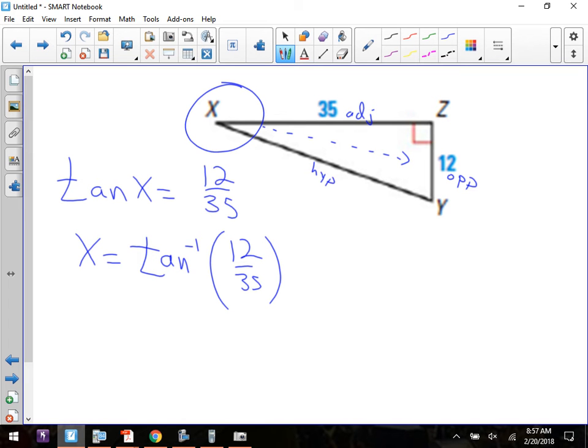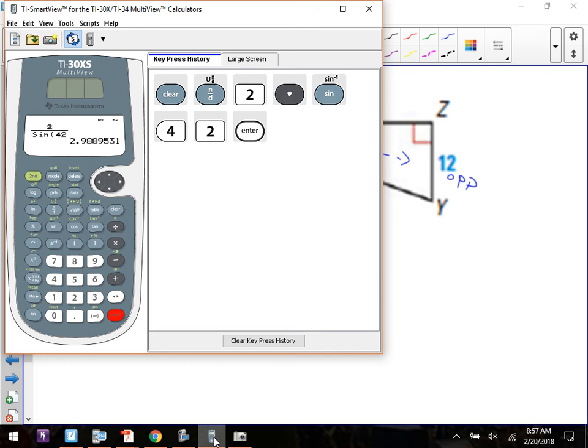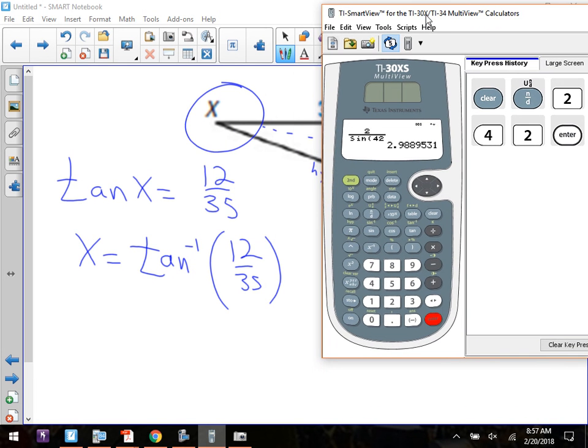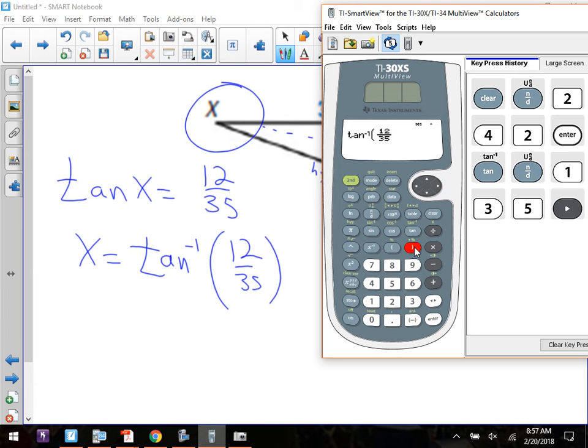That's where the calculator comes in. I'll show you how to type it out here first. We're using the inverse. We have to hit second tangent, 12 over 35. A little fraction bar, 12, 35. And it looks exactly like the way I wrote it. And that's the idea. And you hit enter. 18.92. And there's your angle measurement.